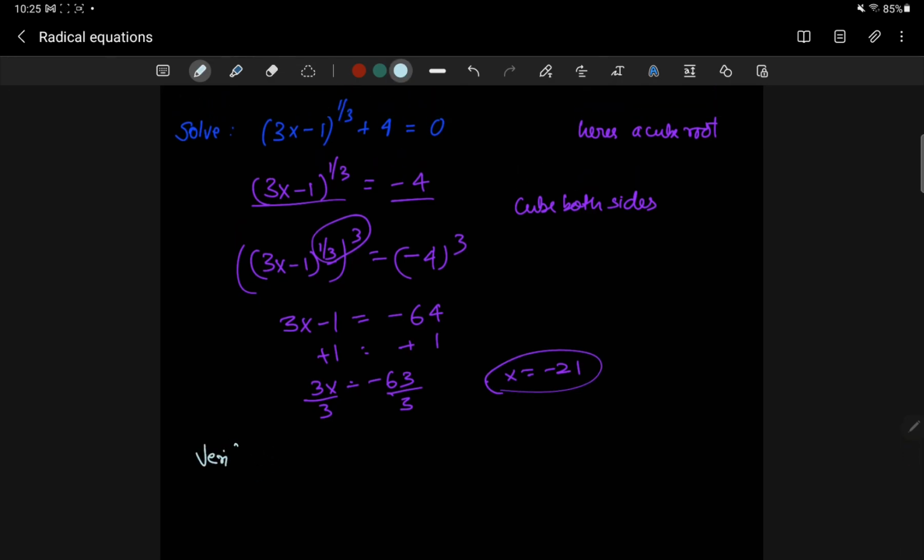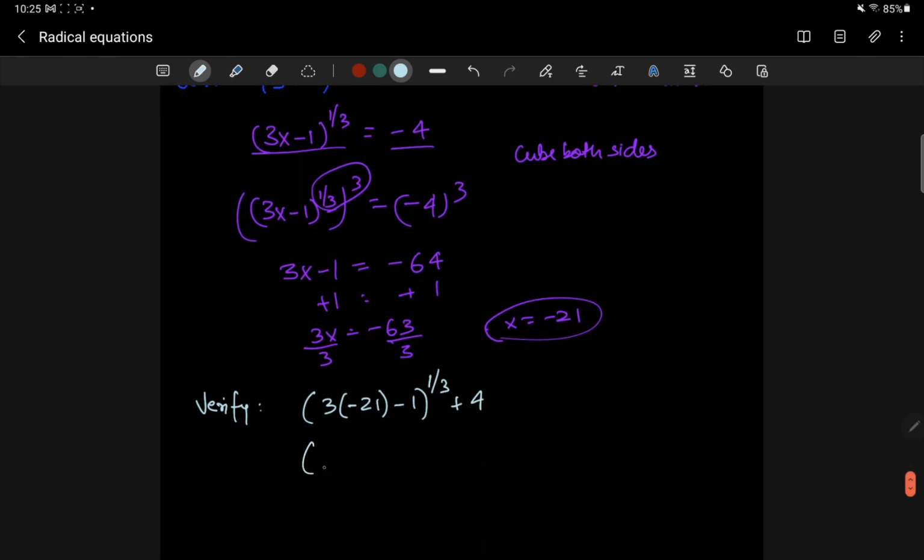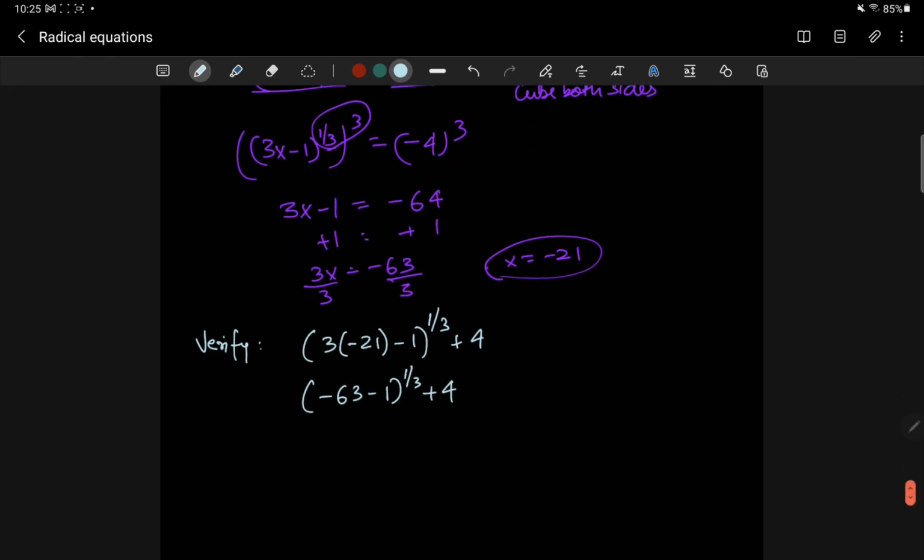Then you can verify as well. To verify, you go 3 times negative 21 minus 1, cube root, plus 4. Negative 63 minus 1, cube root, plus 4. Negative 64, cube root, plus 4. And that is negative 4 plus 4, which is 0. Because remember, for cube roots, you can take cube roots of negative numbers, and they come out to be negative.